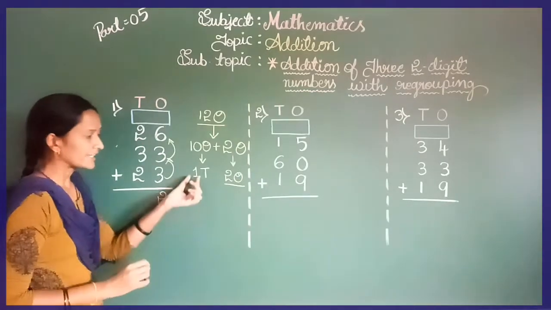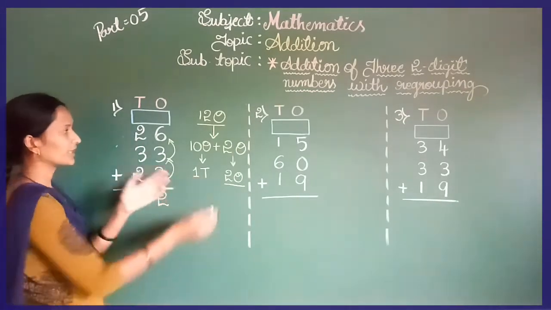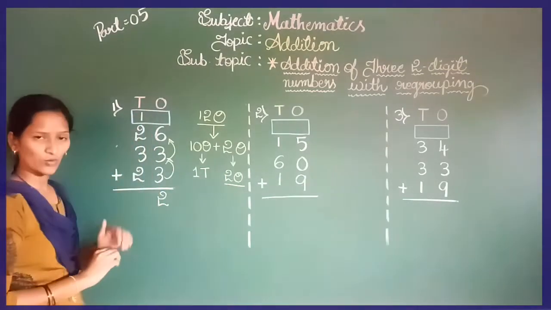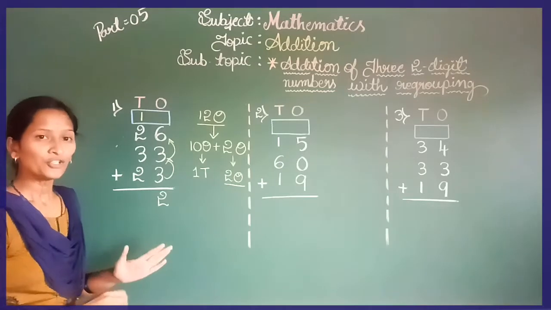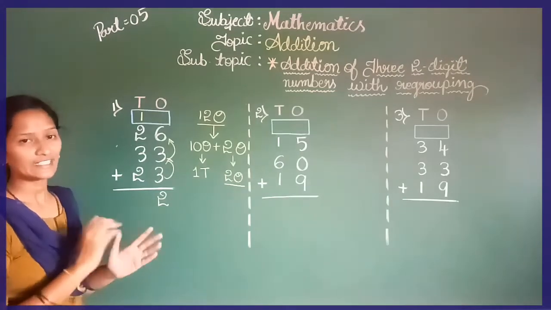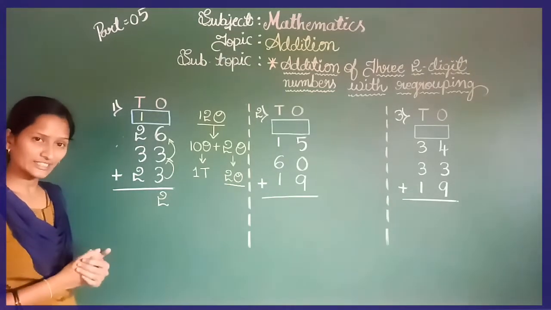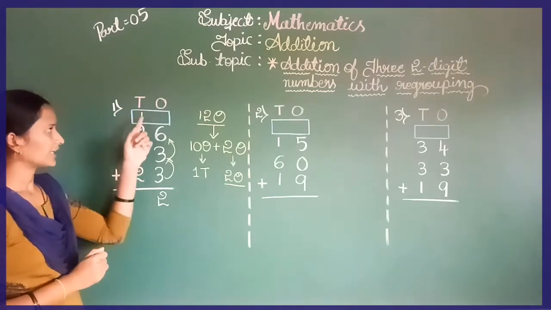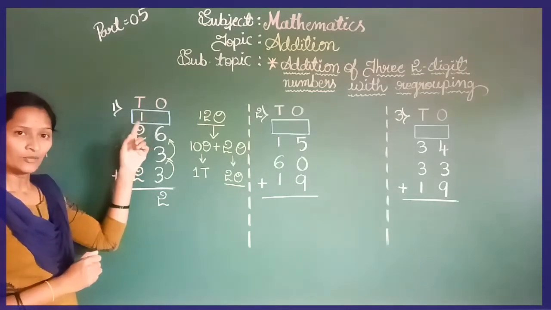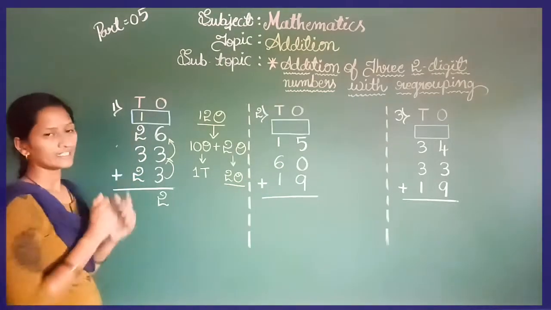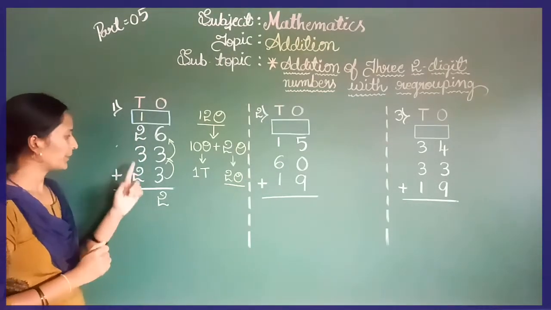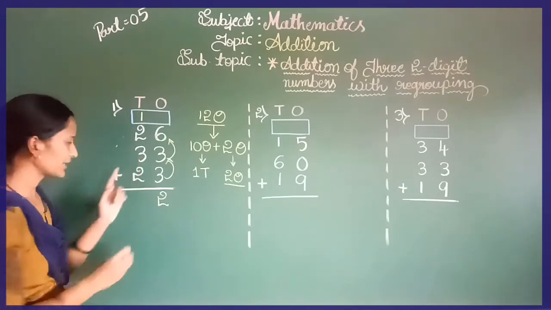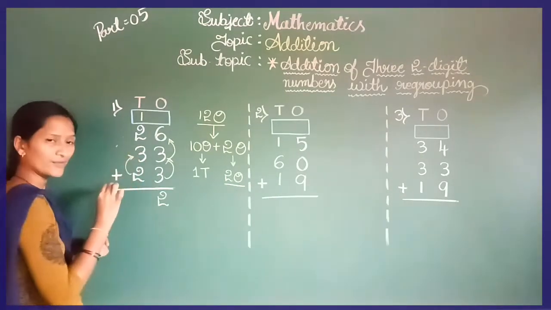The next, carry this 1 to the tens column. So I am writing it in this box. Now you have to add the digits in the tens column. What digits are there? 2, 3, 2 and this carry 1. Add all these digits. 2 plus 3 is 5, right? So 2 plus 3 is 5.